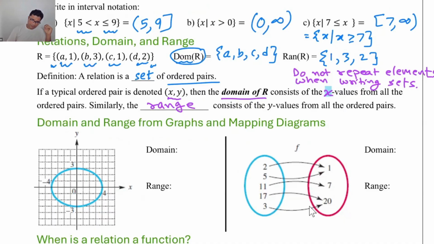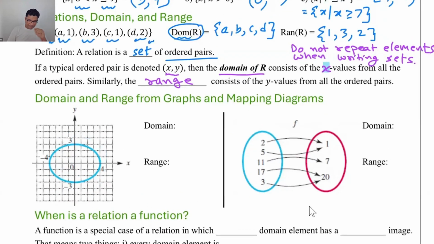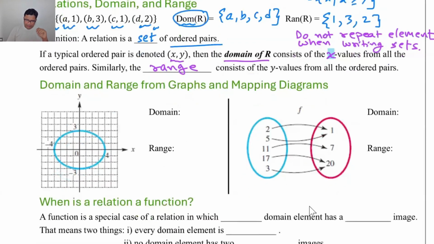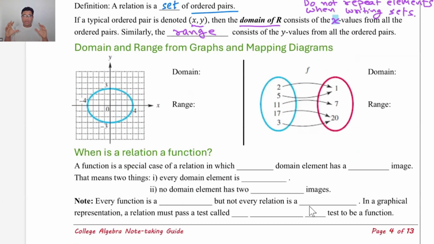Okay. So that is relation and domain and range. Let me again summarize that in this way. How is a relation formed? You have a set of elements which will be the input or the domain elements. You have another set of elements which are the output or the range elements.